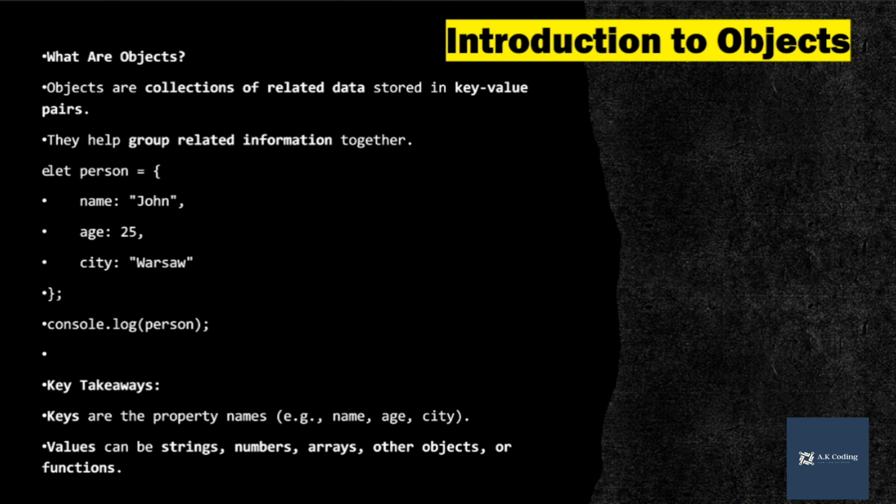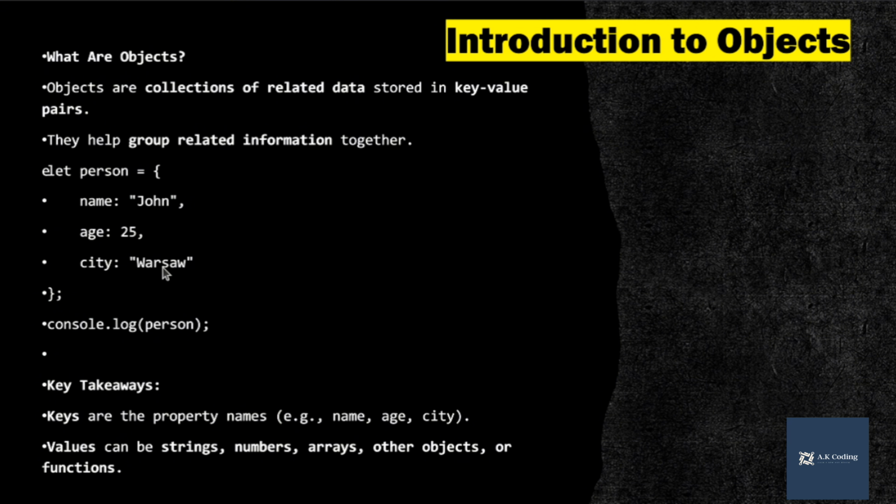So here, name, age and city, they are property names of an object. And the string, number and string of the city, like John, 25 and Warsaw, values can be strings, numbers, arrays, other objects or functions. So these are the values of the key properties. So we call these three things keys, or properties, of the object. These are the values of the keys.